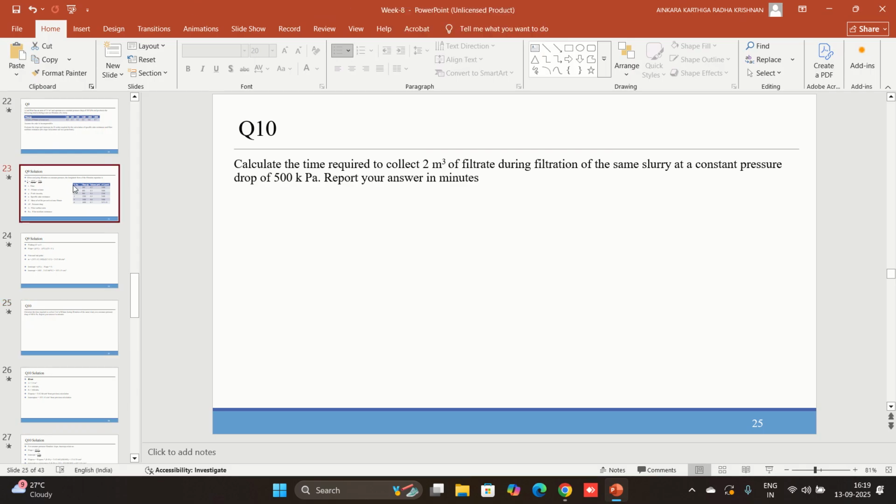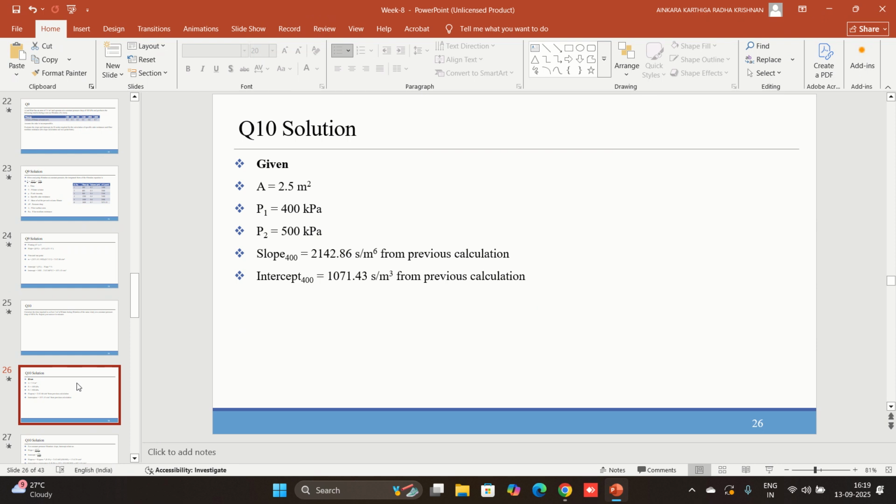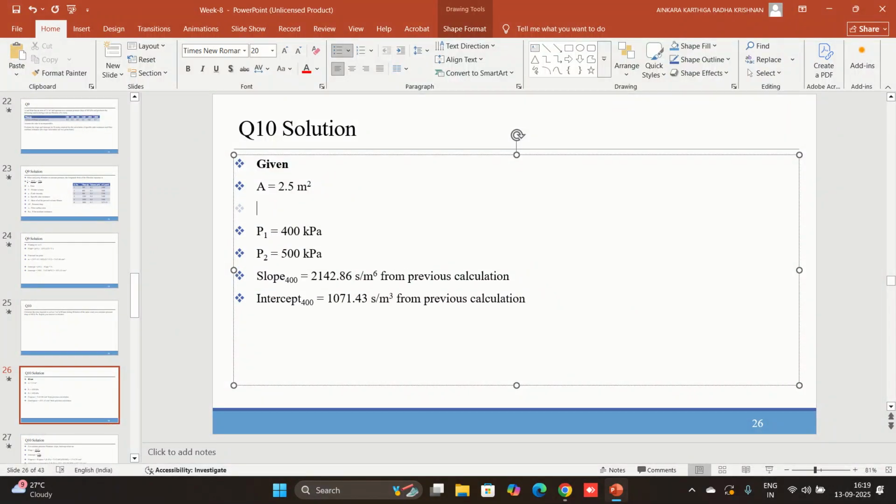And what will be the time required to collect 2 meter cube? Here we went up to 0.7 meter cube with the 400 kilopascal. Now if the pressure drop is increased to 500 kilopascal, what will that be? So that is the question. We'll write what is given first. Area is 2.5 meter square, and subscript 1 refers to the 400 kilopascal condition, and subscript 2 refers to the 500 kilopascal condition. P1 is 400 kilopascal, P2 is 500 kilopascal.